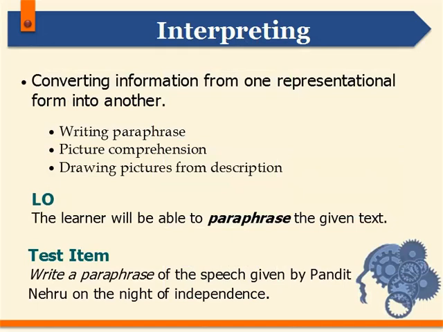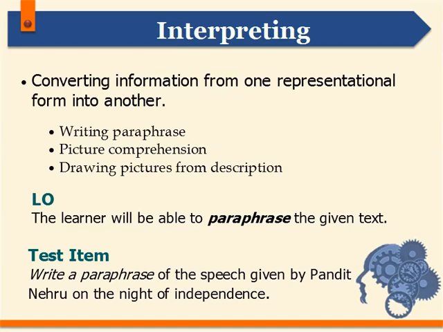Interpreting is the process that involves converting information from one representational form into another. For example, paraphrasing, picture comprehension, where what is observed in a picture is described in words, drawing pictures from descriptions, etc. When a learner is doing these processes while learning, she is interpreting. An example of learning objective from this category is the learner will be able to paraphrase the given text. The test item corresponding to this learning objective could be write a paraphrase of the speech given by Pandit Nehru on the night of independence.